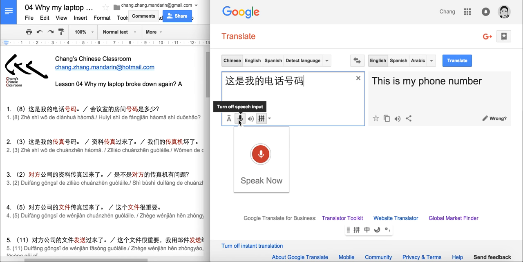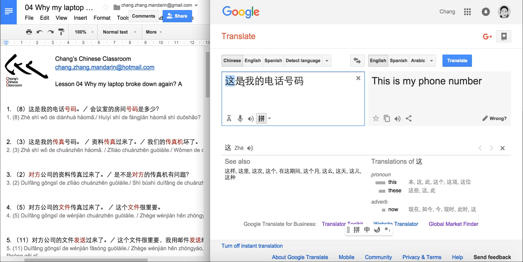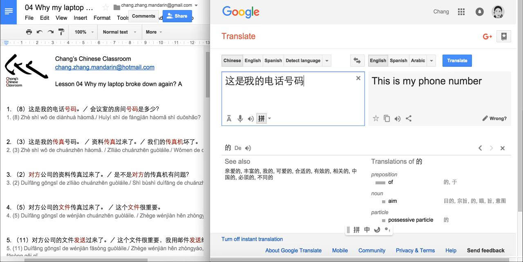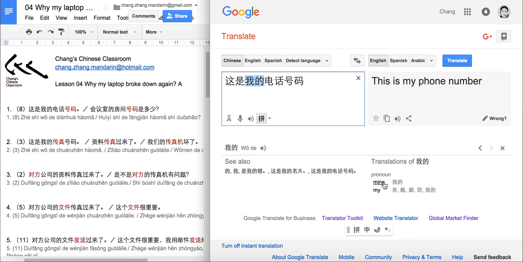这是我的电话号码. Okay, this should be 我, me, and the possessive 的, altogether 我的, my or mine, and here refers to my 电话, that's the phone, the general word for all phones. And this is our new word with me, 号码, that's for number. So 电话号码 altogether would be phone number. So this is my phone number, perfect translation.